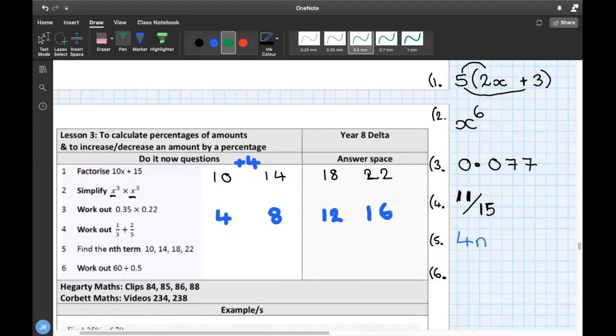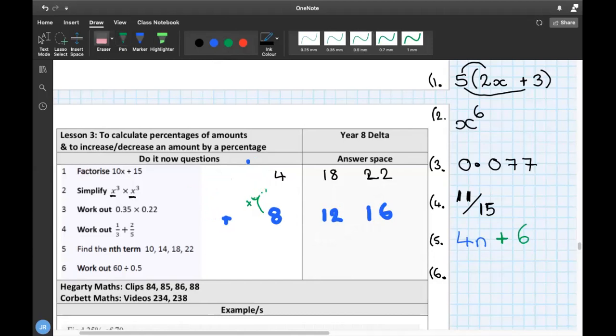I now need to work backwards. How do I get from the terms in the 4 times table to the actual terms in my sequence? Well, from 4 to 10, I'm adding 6. Does that work here? Yes, it does. It works from all of the terms in my sequence. So I found the second part of my nth term there. It's going to be plus 6.